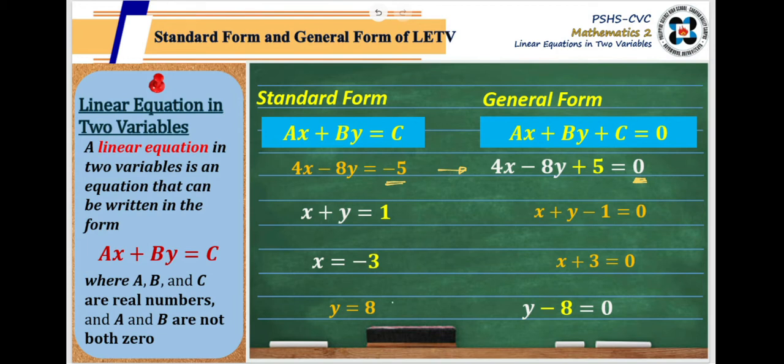And then for the fourth equation, we have the equation y is equal to 8. That's already written in standard form. So here, the value of a is 0. So that means this is like the equation 0x plus y is equal to 8. There's no need to write 0x here. And for the general form, for y equals 8, we have y minus 8 is equal to 0.